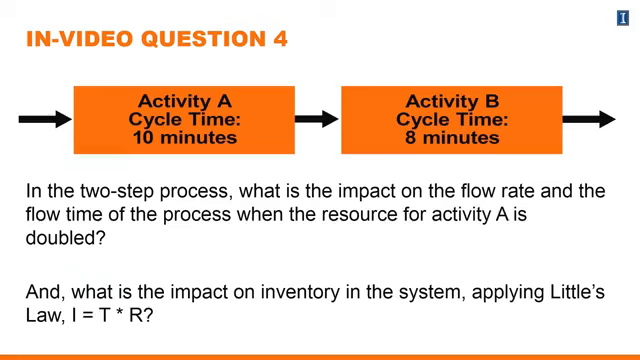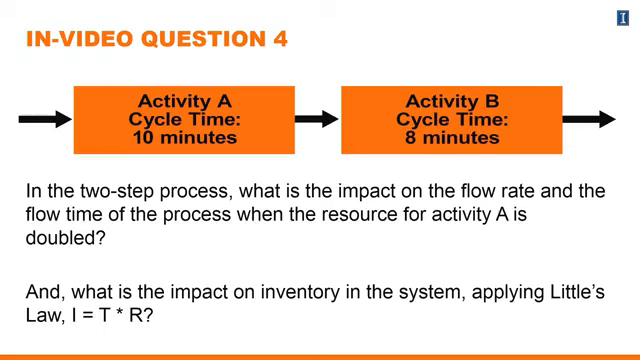Now, let's take this example and look at the implications of what happens when you increase the capacity of a process. So here we have a simple two-step process, and we have cycle time of activity A as being 10 minutes, cycle time of activity B as being 8 minutes.